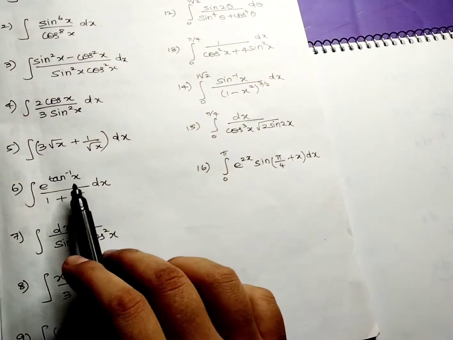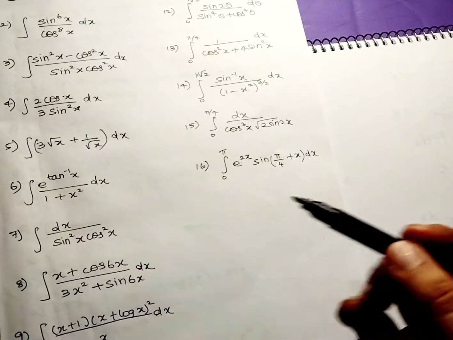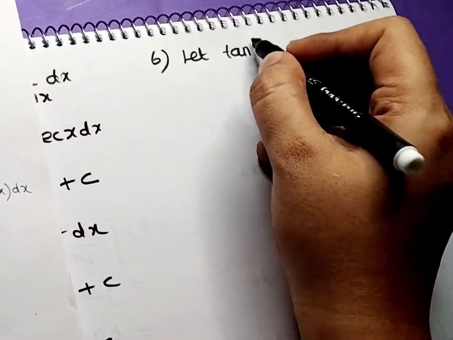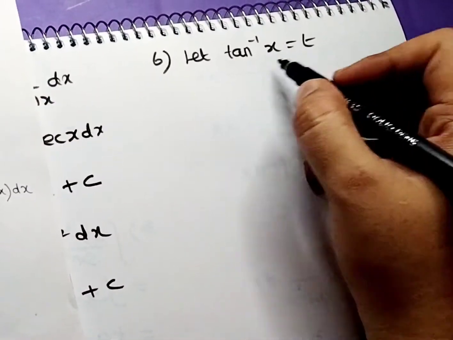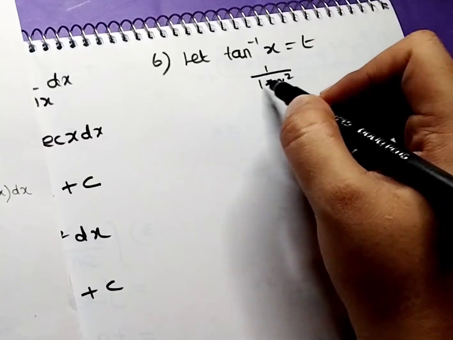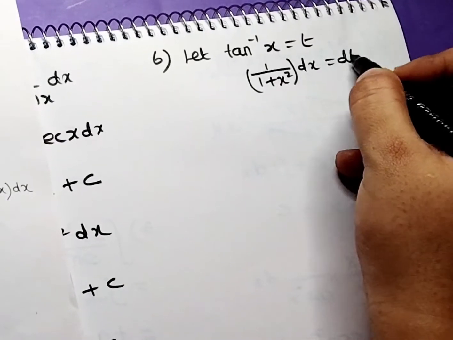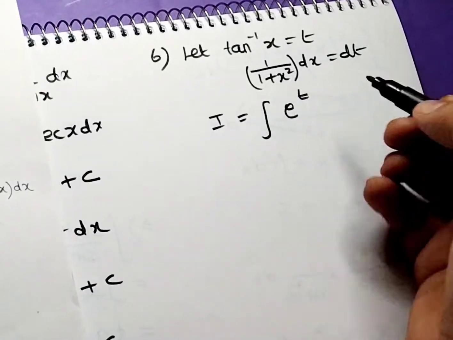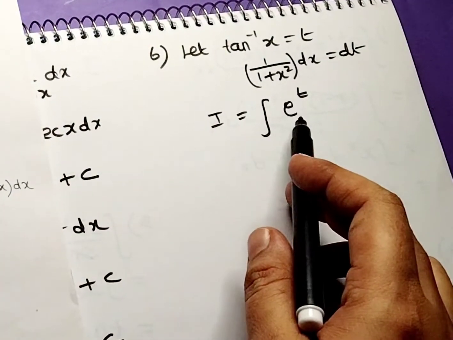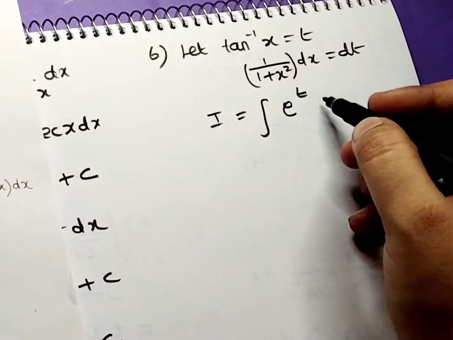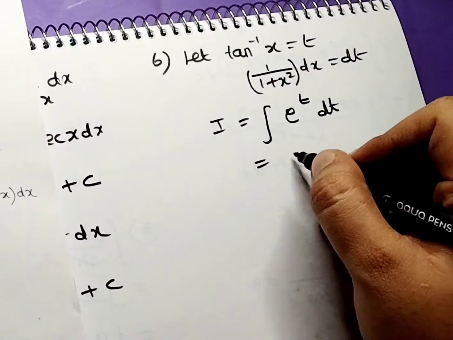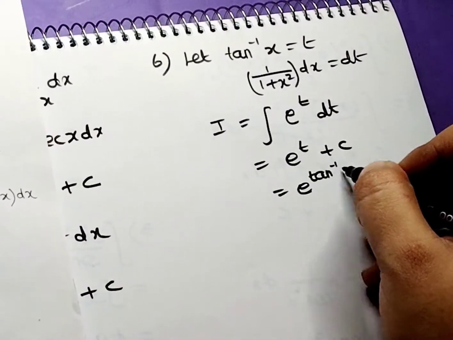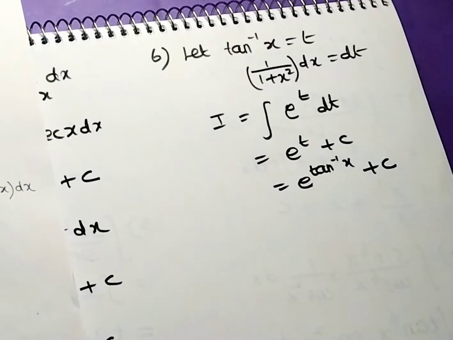Question number 6, integral e power tan inverse x by 1 plus x square dx. We can do it by the substitution method, taking tan inverse x as t. When we differentiate both sides with respect to x, we get 1 by 1 plus x square into dx equal to dt. When we replace in the question, it is e power t. Tan inverse x we have replaced as t, and dx by 1 plus x square as dt. Integration of e power t is as it is, and replacing t, it is e power tan inverse x plus c, the final answer.